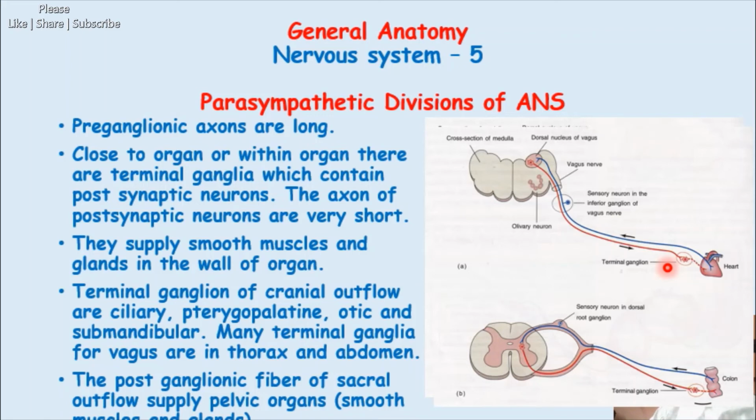Now the terminal ganglia of the cranial outflow, which come along with the cranial nerves out of the brain stem. They are the ciliary ganglion, associated with the third cranial nerve; the pterygopalatine ganglion, associated with the seventh cranial nerve; the otic ganglion, associated with the ninth cranial nerve; and the submandibular ganglion, again associated with the seventh cranial nerve. They are very close to the organ. Many terminal ganglia for the vagus are in the thorax and abdomen, very close to the organ within the thoracic cavity where the organ is situated, or in the abdominal cavity.